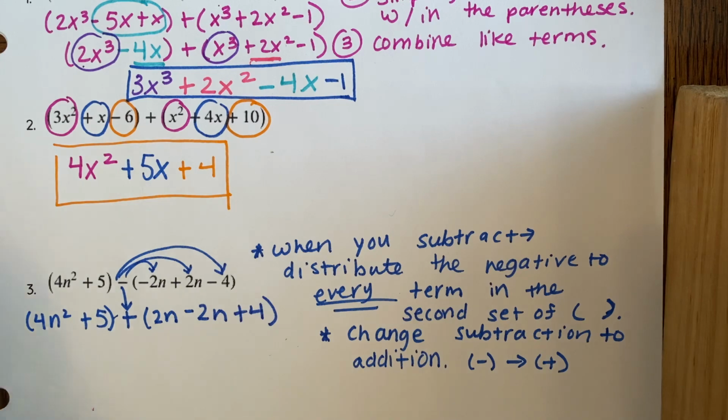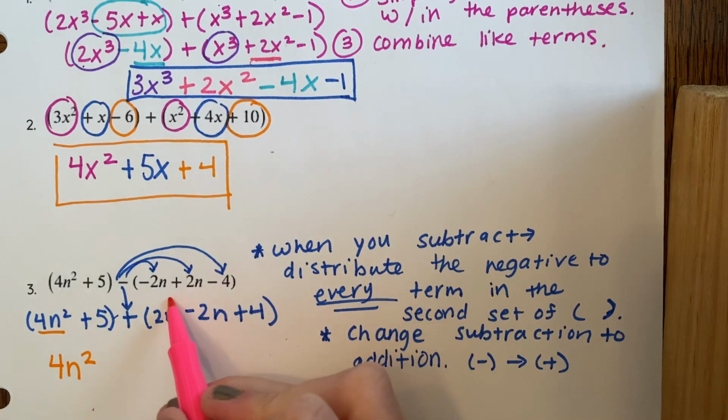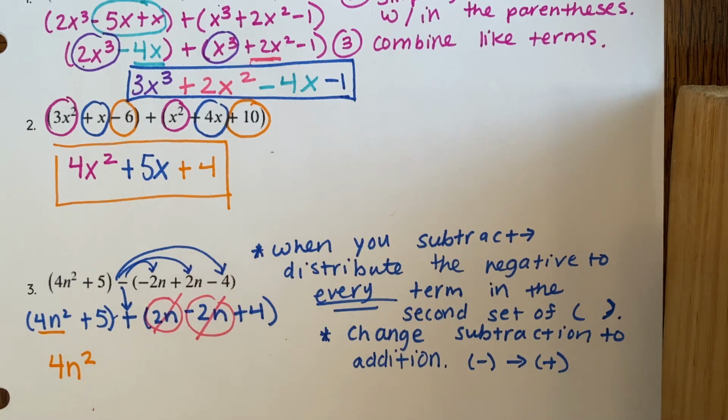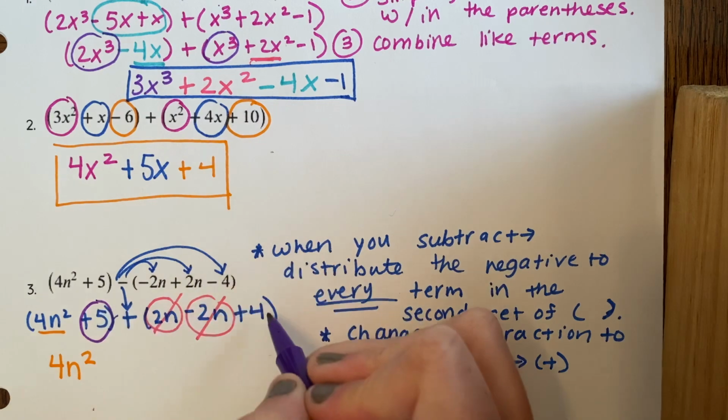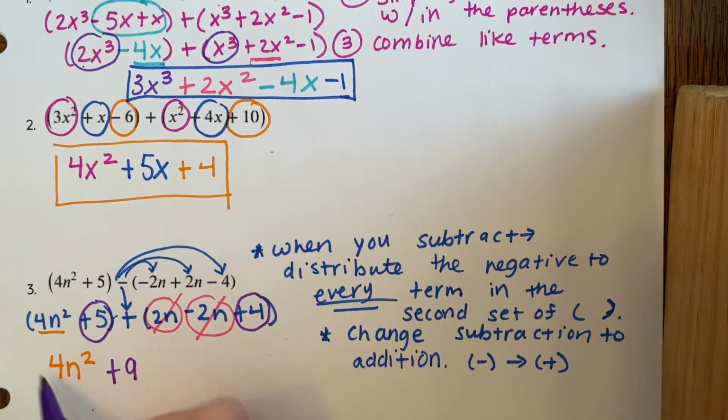Now we can combine like terms. So the 4n squared doesn't match up with anything, so we could just bring that down, 4n squared. Next thing would be the n, and these n's, we have a positive and a negative 2n, so those are just going to cancel. So then the only thing we have left is the plus 5 and the plus 4, so they would just combine. So we have 4n squared and plus 9 as our final answer.